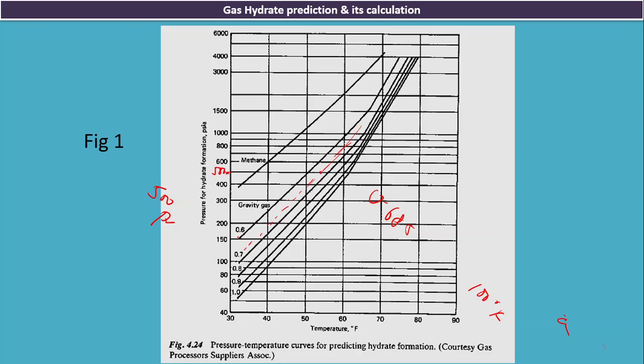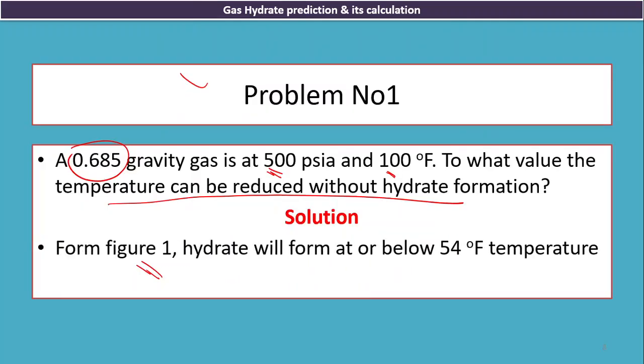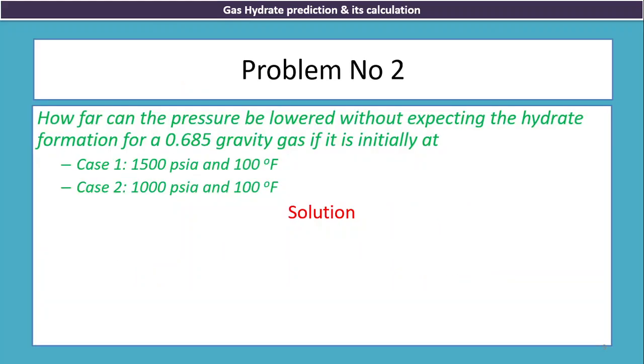If you go there and just make a line downward, you can get that the temperature is near about 54 degrees Fahrenheit. What does it mean? It means that at this pressure, for this composition of gas, the temperature for hydrate formation is 54 degrees Fahrenheit. Currently the temperature is 100 degrees Fahrenheit. So you can reduce the natural gas temperature up to 54 degrees Fahrenheit. The hydrate will form at or below 54 degrees Fahrenheit. So in this way we can find out.